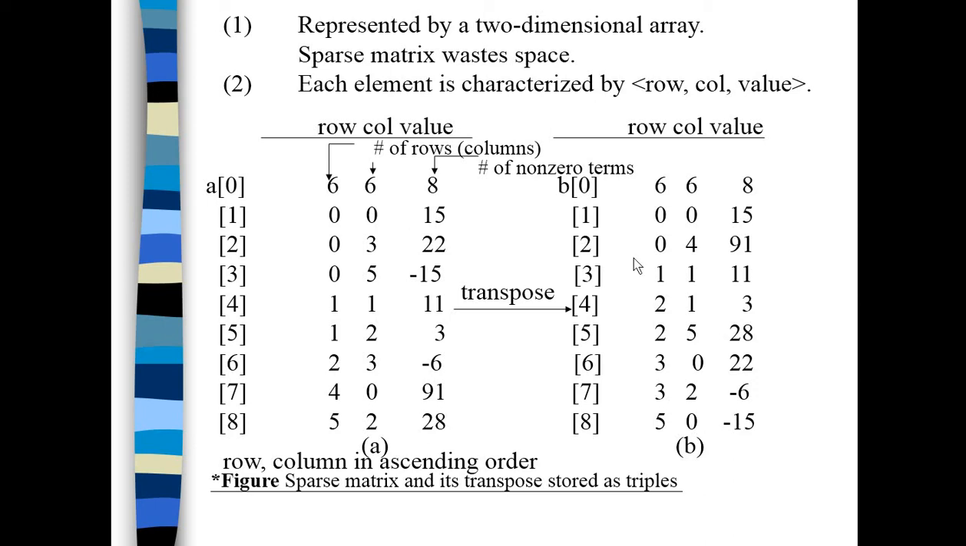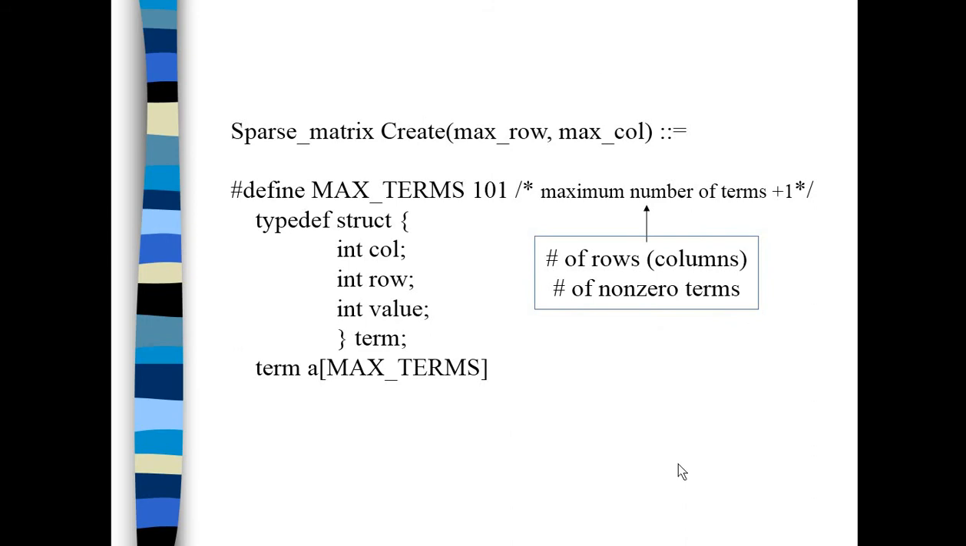Now we are going to create the sparse matrix. For sparse matrix generation, we have to give the maximum row and the maximum column. Here there will be 3 columns: row, column, and non-zero value. So for each and every term these 3 fields will be stored. We are going to create the terms here. A is a sparse matrix, and you have to create as many terms as you want.